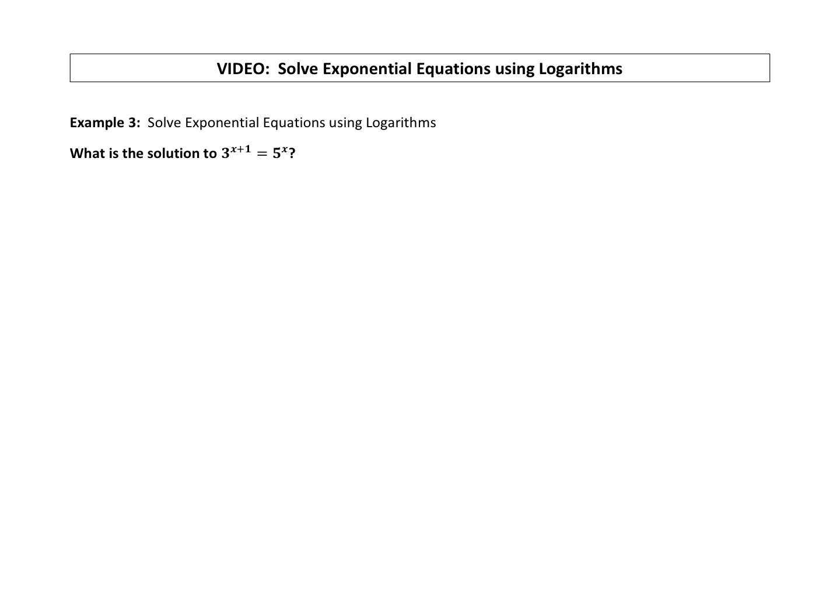We just had a property in our last example. Can we rewrite this with the same base, 3 and 5? No. So we can essentially take the log of both sides and then work with the logarithms. We can rewrite this as log of 3 to the x plus 1 power equals log of 5 to the x power.